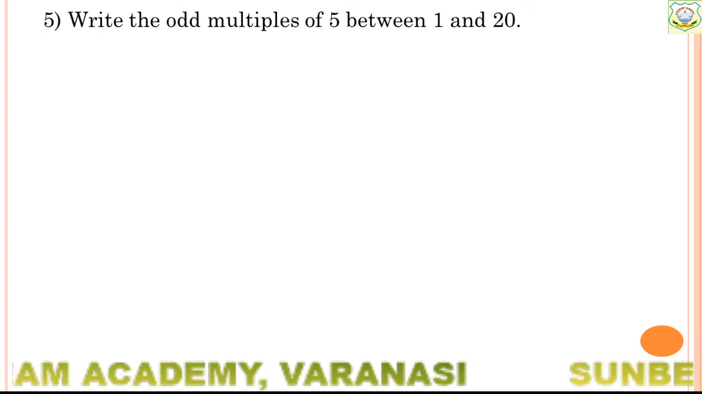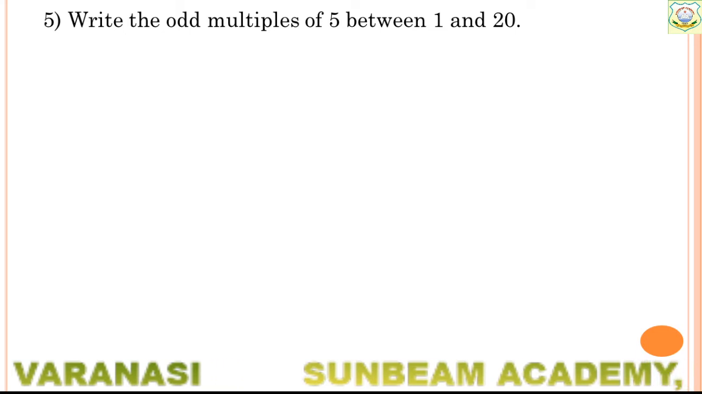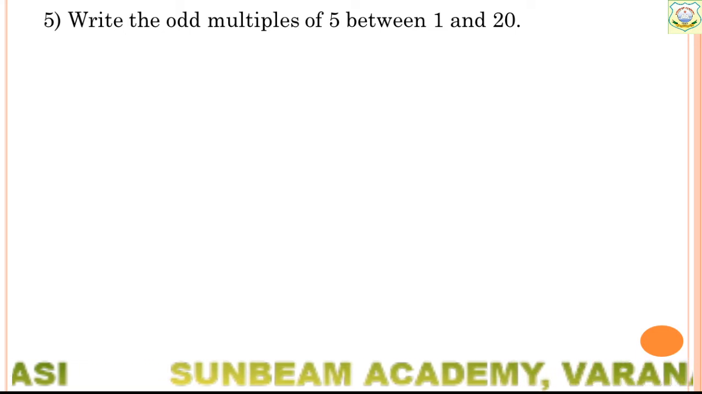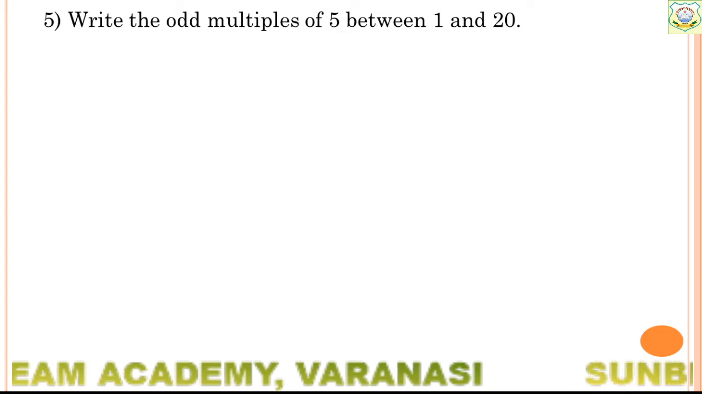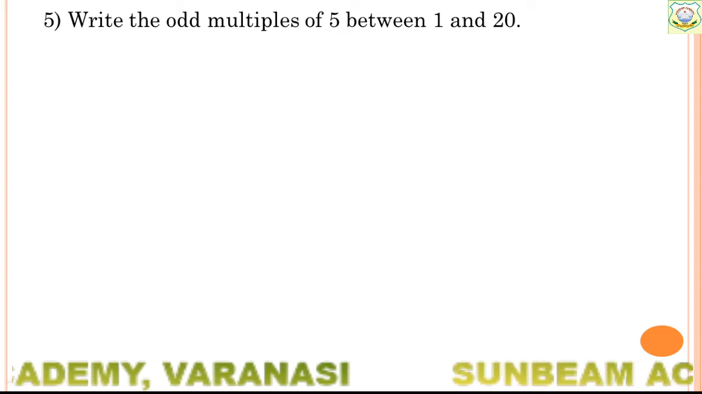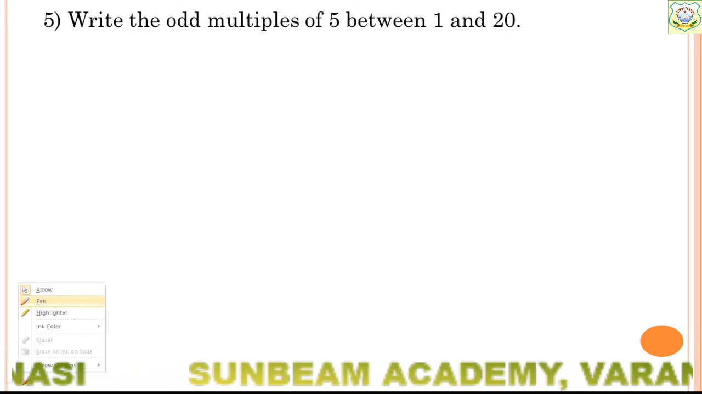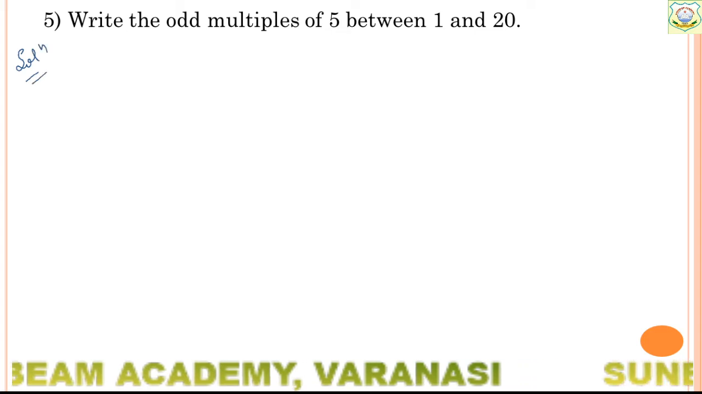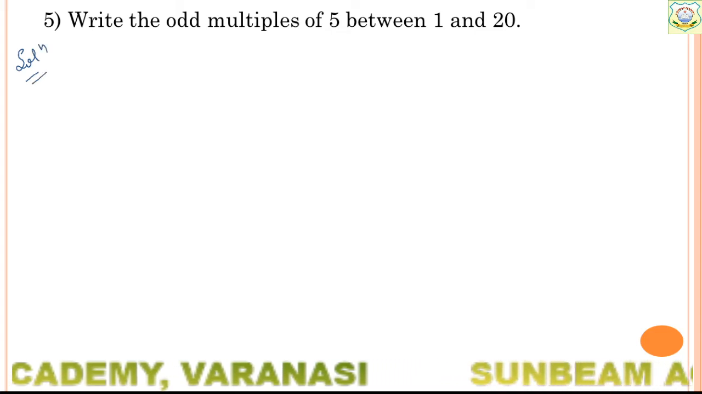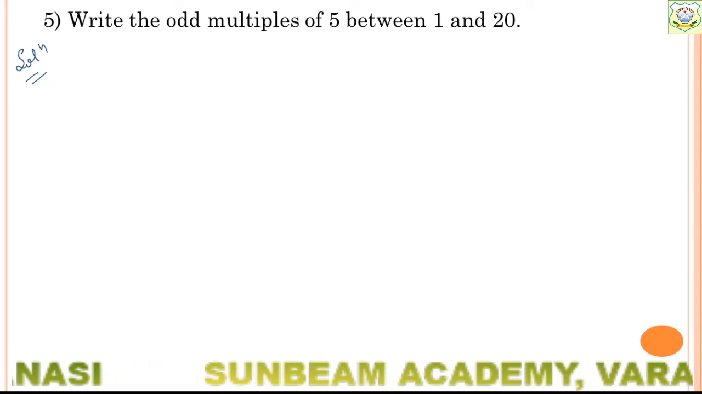Now the fifth question is, write the odd multiples of 5. We have to write the odd multiples of 5 between 1 and 20. There is a condition applied, right? So first you have to understand. No need to write down. Okay? No need to write down. First I'm explaining. Then I will erase that part. Then we will do. Okay?